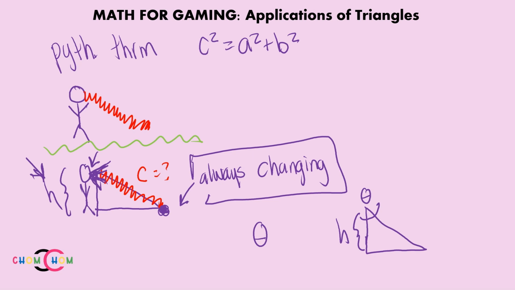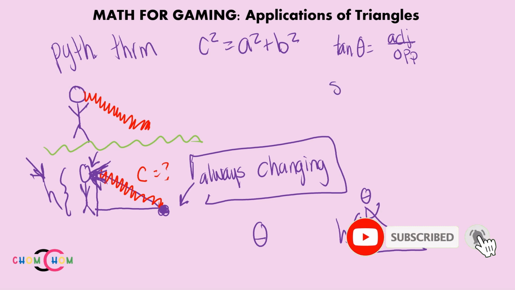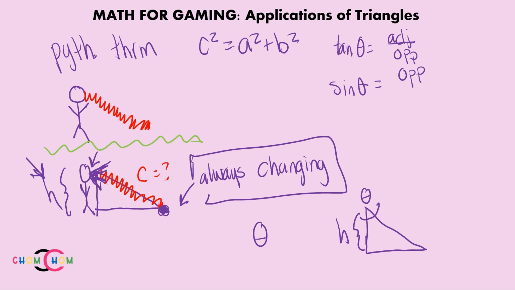So now we can use some other trig rules. We have tangent theta, which is equal to opposite over adjacent. Then we have sine theta, which is equal to opposite over our hypotenuse. And then we have cosine theta, which is equal to adjacent over hypotenuse. So we have a few options that we can take to go ahead and do this.